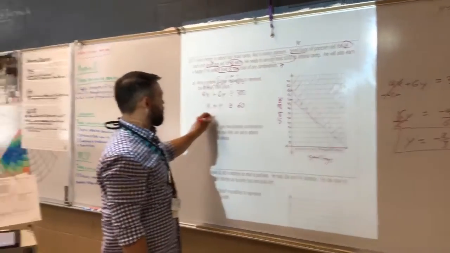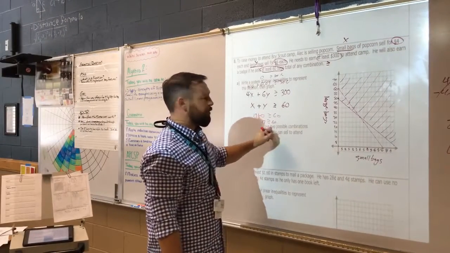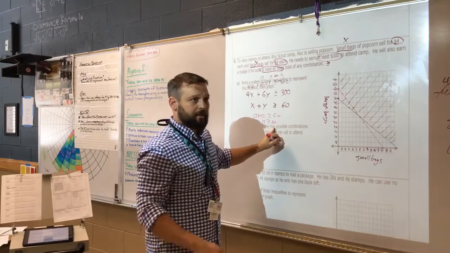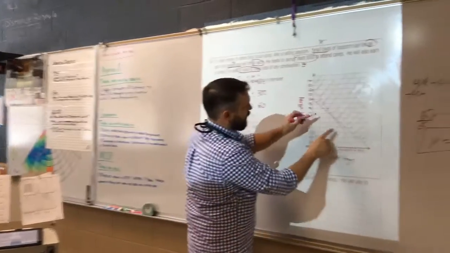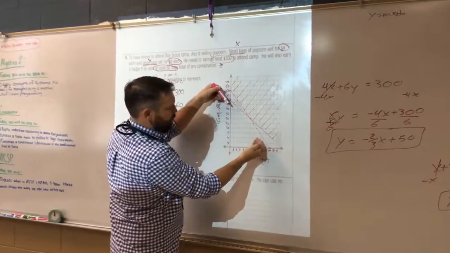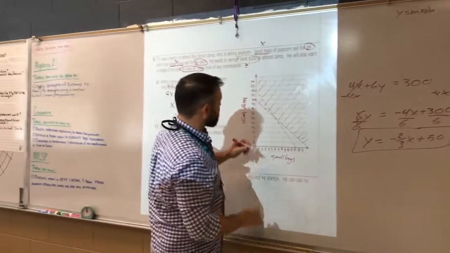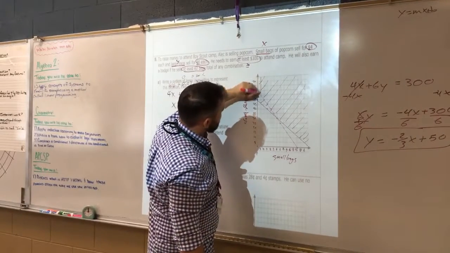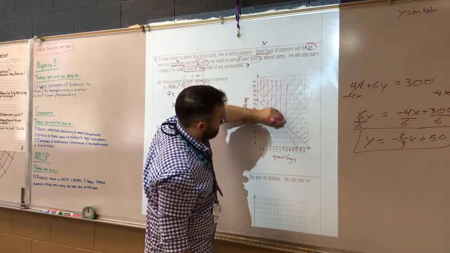So 0 plus 0. Is 0 greater than or equal to 60? And the answer is no to that, right? So it's a false statement. So on this line, I'm not going to shade this side. I'm going to shade on this side. So it's going to shade something like this.